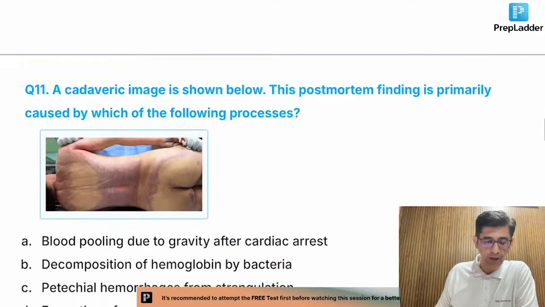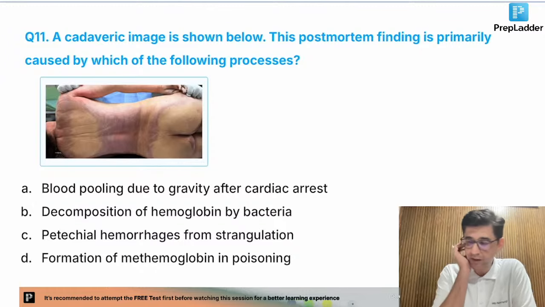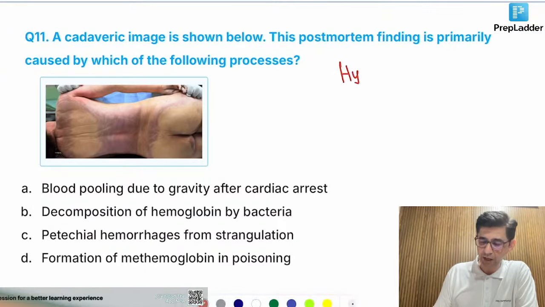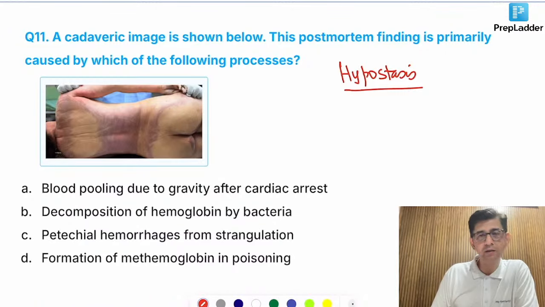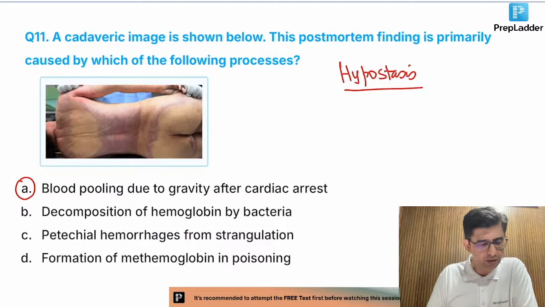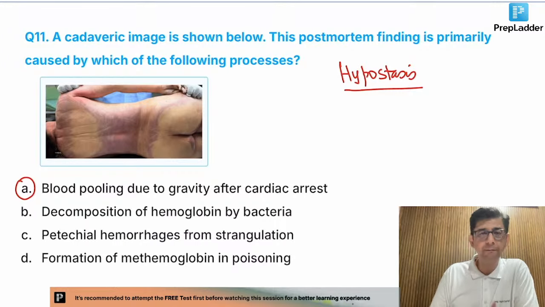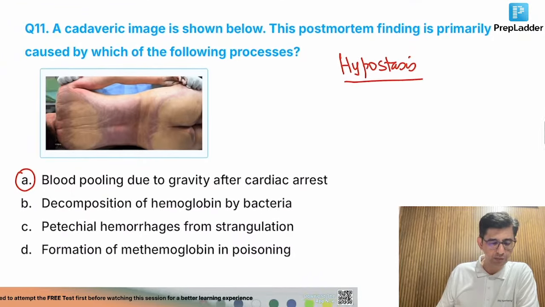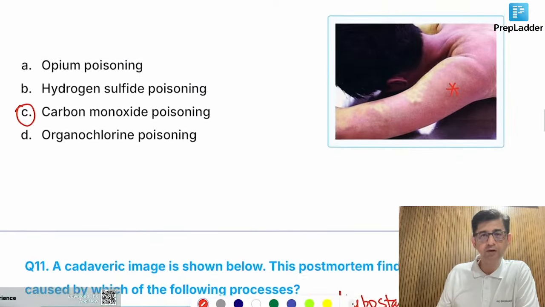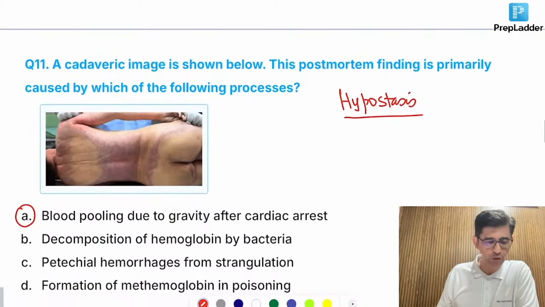Moving to the 11th one, we have this cadaveric image where you can see hypostasis, that would be livor mortis. And the moment I say hypostasis, it's very clear that the person has died and therefore the blood is pooling in the periphery after a cardiac arrest. The 11th is blood pooling due to gravity after a cardiac arrest. So again, an easy one to be picked up here. I think you were able to get this one. These answers should come faster, guys. The 10th and the 11th one should not be causing any issues.